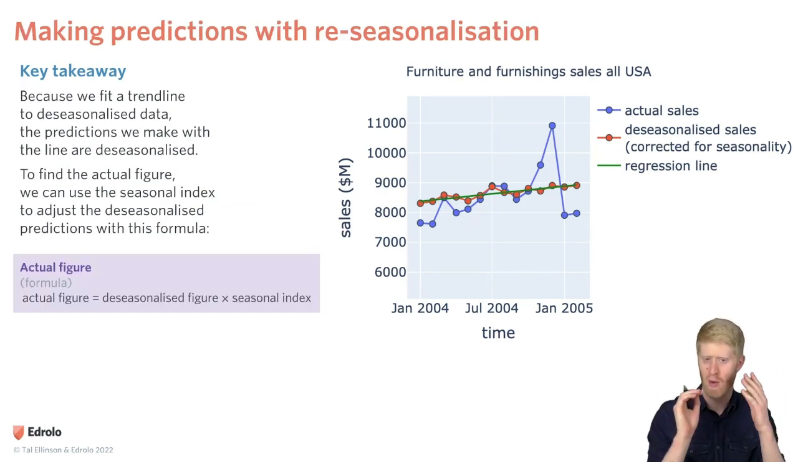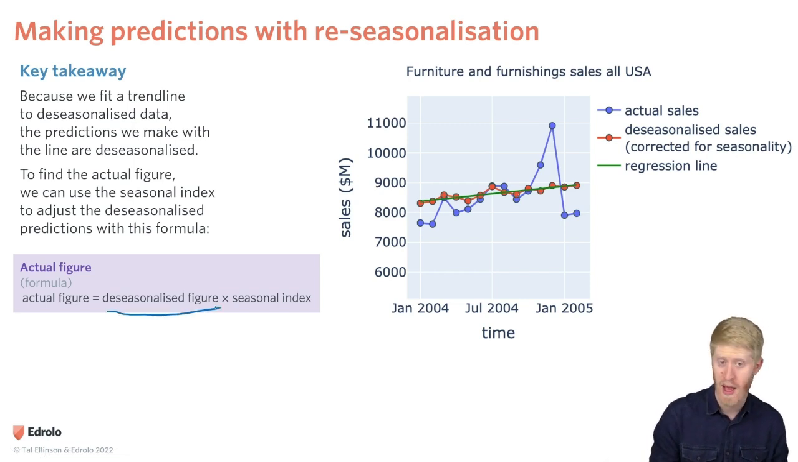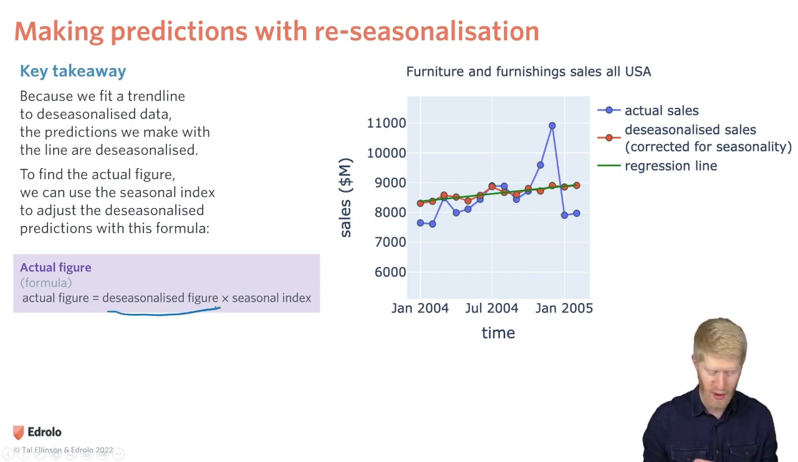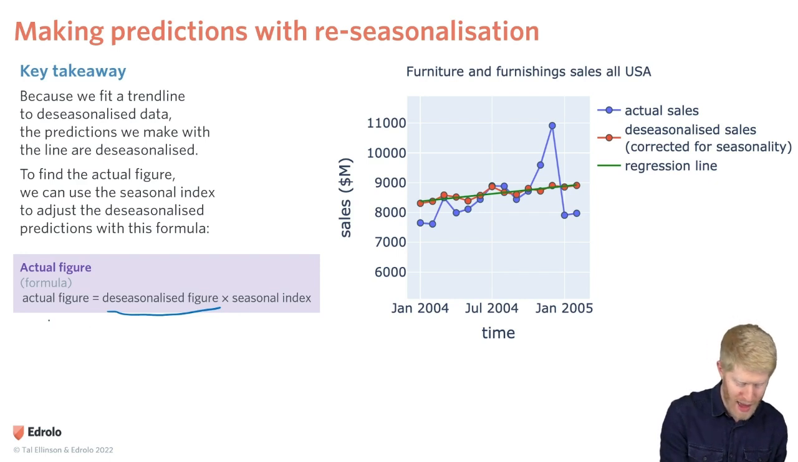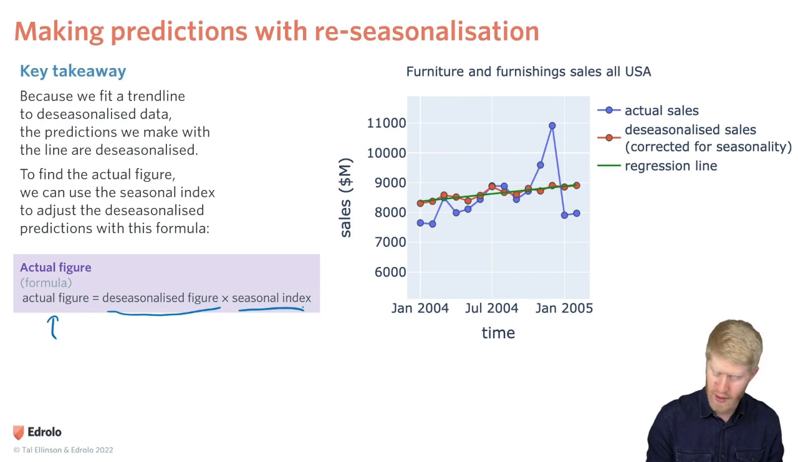We've sketched our regression line through our deseasonalized data, and we get this green line over here. How do we use it to make a prediction? Well, our regression line is predicting a value for our deseasonalized figure, right? The sort of what's happening on average. And the way we get to the actual figure, or in this case, the actual prediction, is we multiply it by this seasonal index. Let's give a go at doing that now.